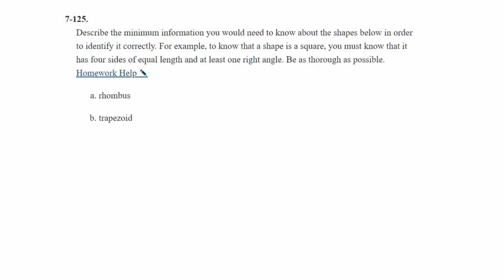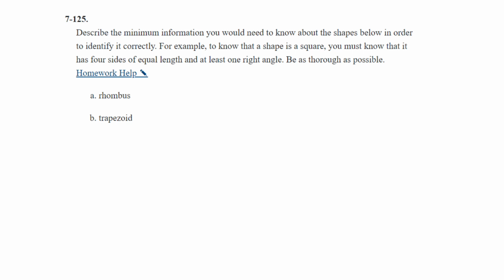Question 125. Describe the minimum information you would need to know about the shapes below in order to identify them correctly. For example, to know that a shape is a square, you must know that it has 4 sides of equal length and at least 1 right angle. Be as thorough as possible. So with a rhombus, we know it must be a quadrilateral, and we also know that all 4 sides have to be of equal length.